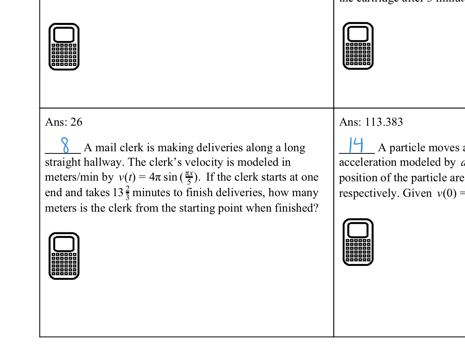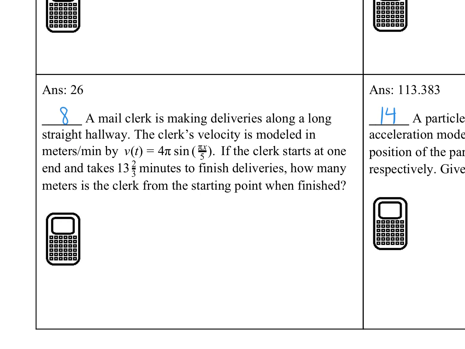So we have to remember, if we take the integral of velocity, we will end up with position. So if I take the integral from where they started at 0 minutes to 13 2/3 minutes of my velocity function, 4 pi sine of pi x divided by 5, I'm going to end up with my position. So how many meters away am I from the starting point?